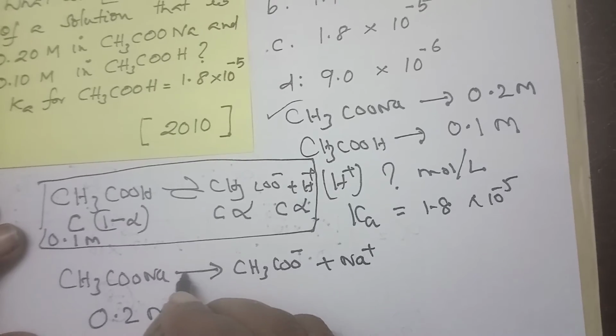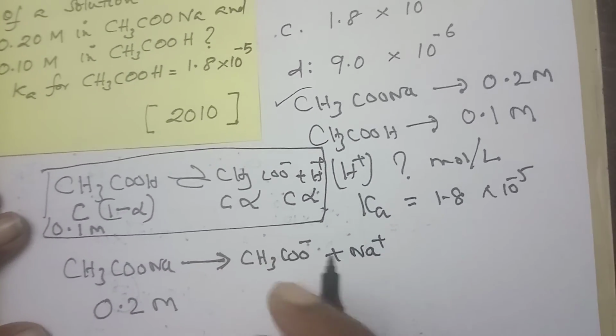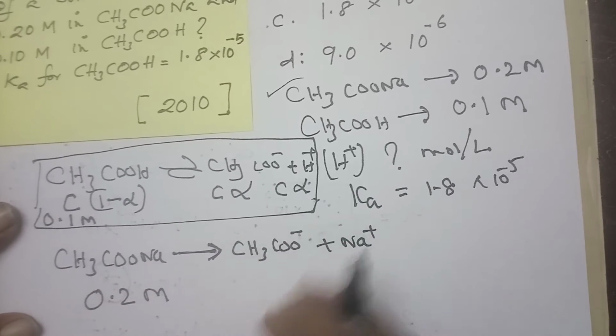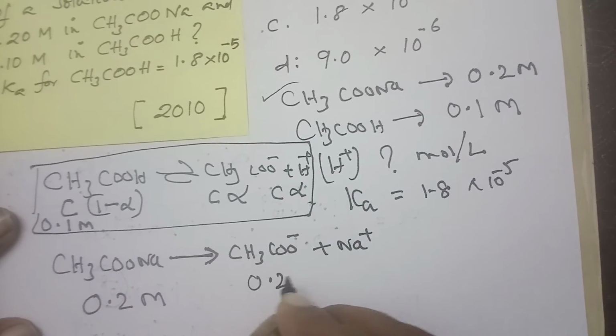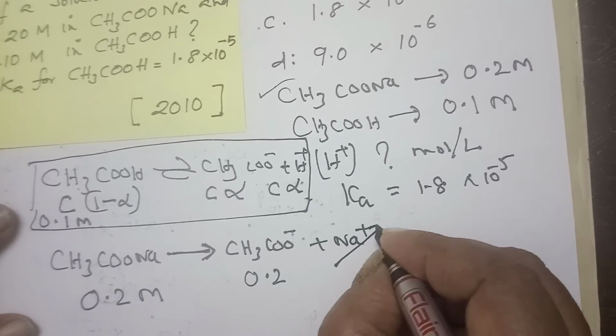Since it is completely ionized, whatever the concentration of the salt is, that is the concentration of the acetate ion. This is the important knowledge. And the sodium ion is not going to be considered here, so you can eliminate it.